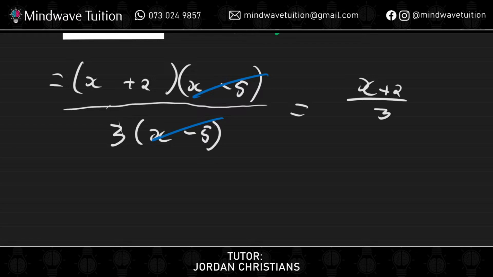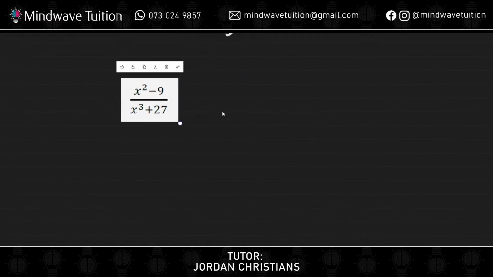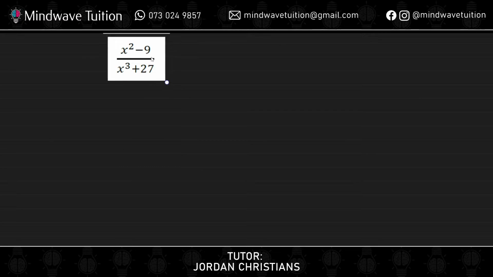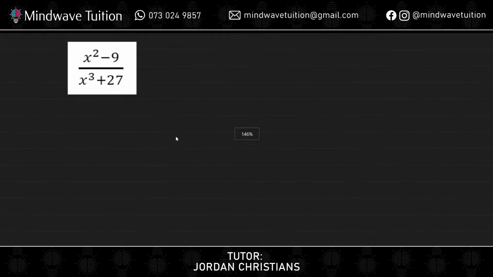So I'll do 2 more examples of these sort of fractions. So we have x squared minus 9 and x cubed plus 27. I'm not even saying divided by, I'm saying and. Again, the fact that it's a fraction is unimportant. You first have to factorize.